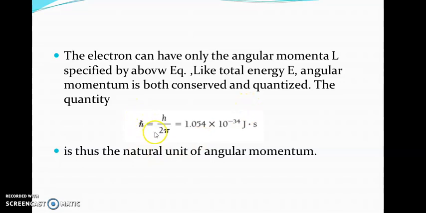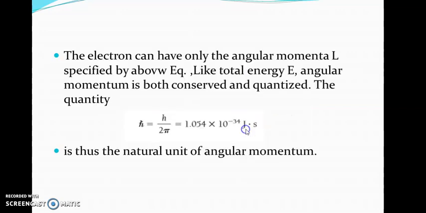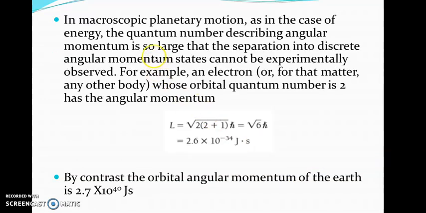And cross h, we know small l has no unit, it takes the values 0, 1, 2, 3. So the unit of this angular momentum will be the same as the unit of cross h. Cross h is nothing but h by 2 pi, which is 1.054 into 10 to the power minus 34 joule seconds. It is the natural or basic unit of angular momentum. We have seen in chapter 2 that in macroscopic planetary motion, the energy and angular momentum are conserved.